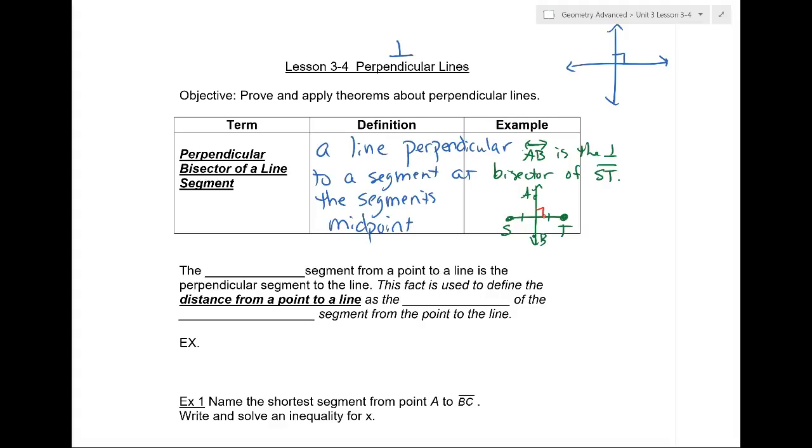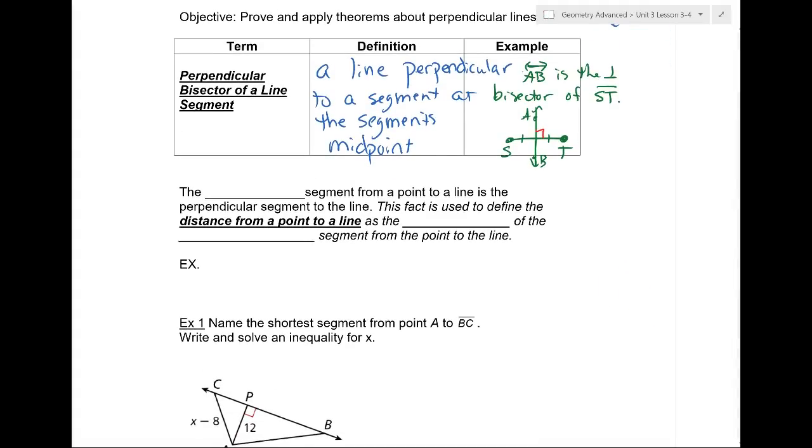All right, another thing that we need to talk about is some terminology and just understandings that we use in geometry. A lot of times we talk about the shortest segment from a point to a line is the perpendicular segment to the line. So here's what I'm talking about. Here's line L. Here's point P. If I was to draw a line segment from that point P to line L, what's going to be the shortest one? The one that goes straight down, right, to the line.